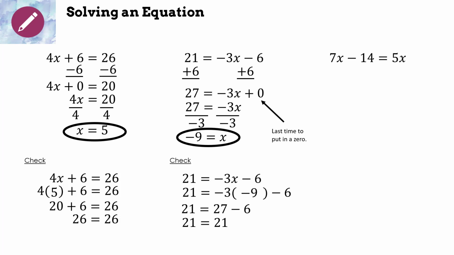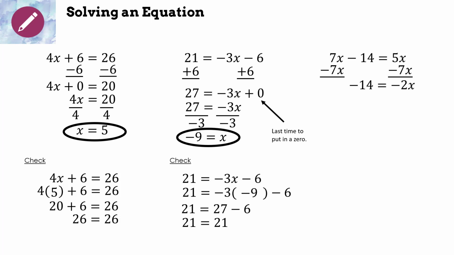Now what we want to do is get all the x's on one side and everything else on the other side. Let's look at the left side for a second. I have 7x minus 14. 7x is not by itself, is it? But if I look at the right side of the equal sign, 5x is by itself already. So what we're going to do is subtract 7x from both sides of the equal sign. Because let me show you what happens.